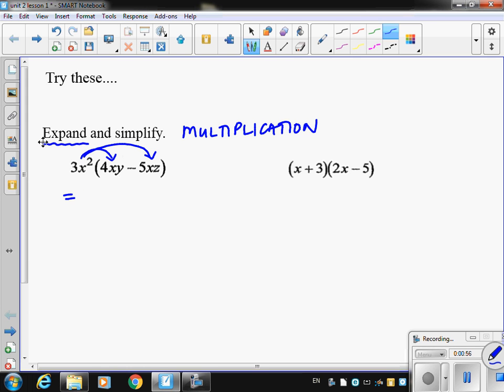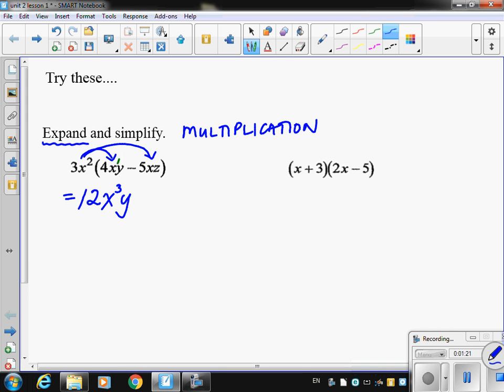3 times 4 is 12. And x squared times x, so we're calling on our rules of powers from last year. X to the 2 times x to the invisible 1 would be x to the 3. I don't have any y's in front, but I do have a y in the bracket, so I've got to make sure I write a y.